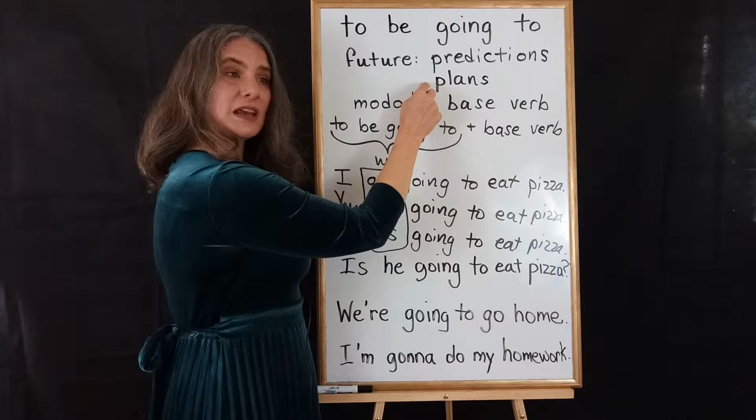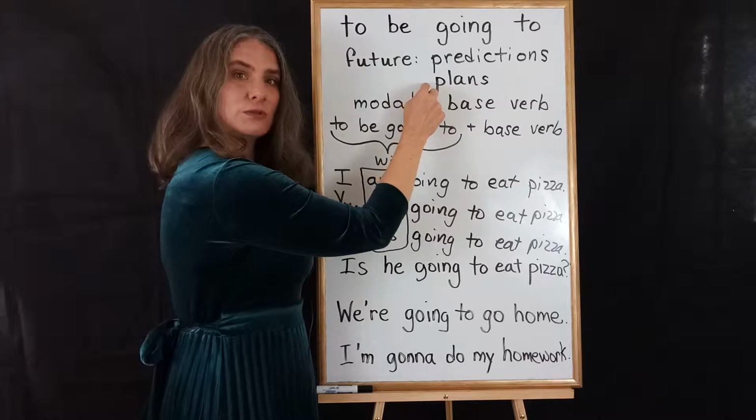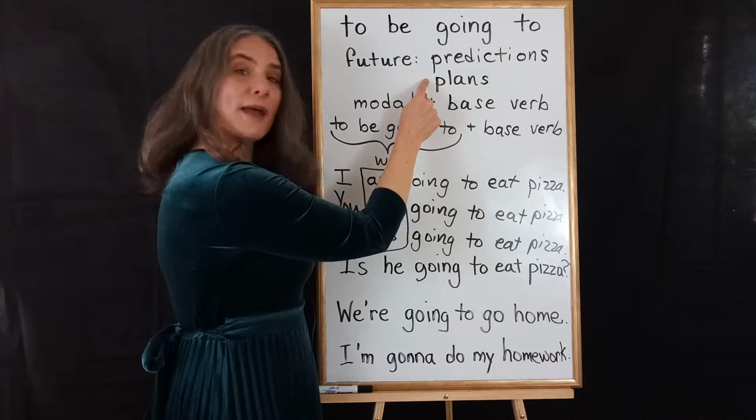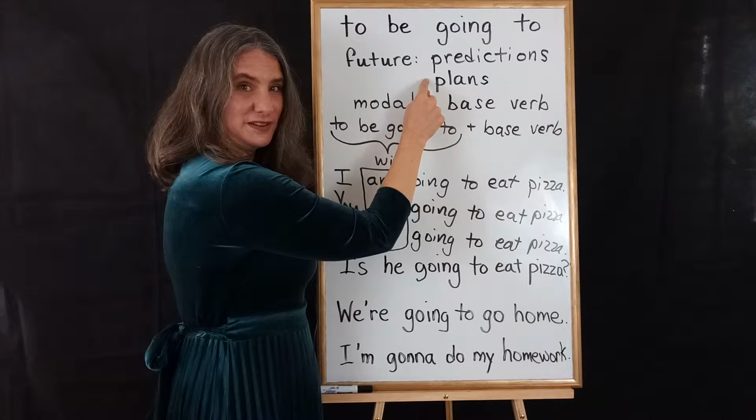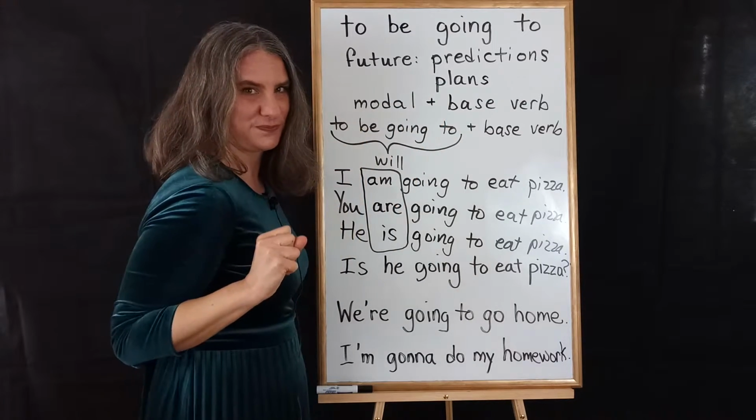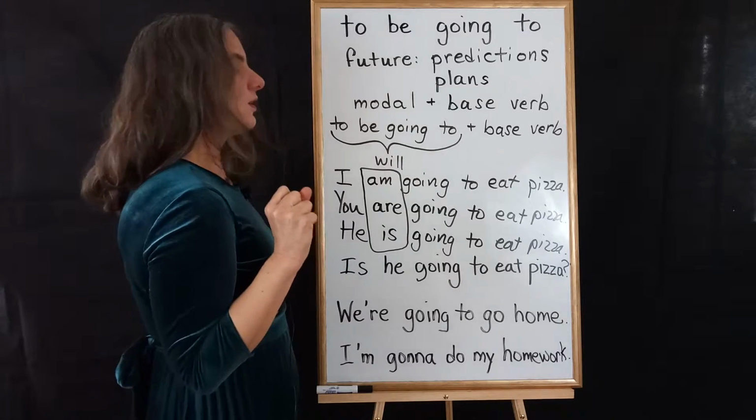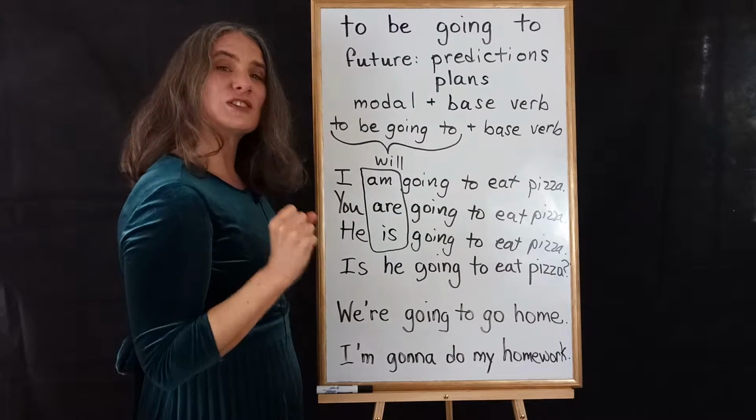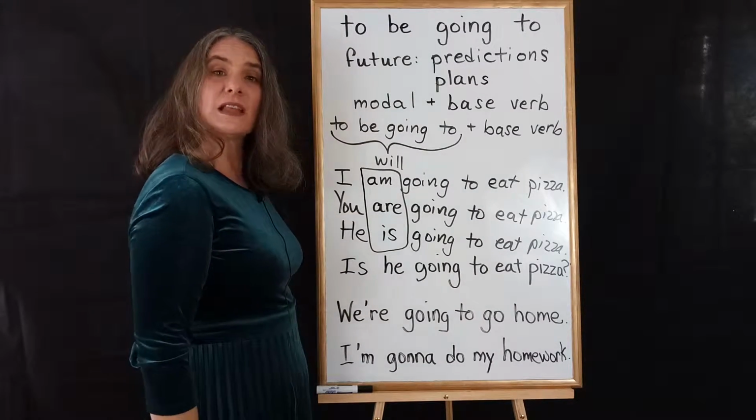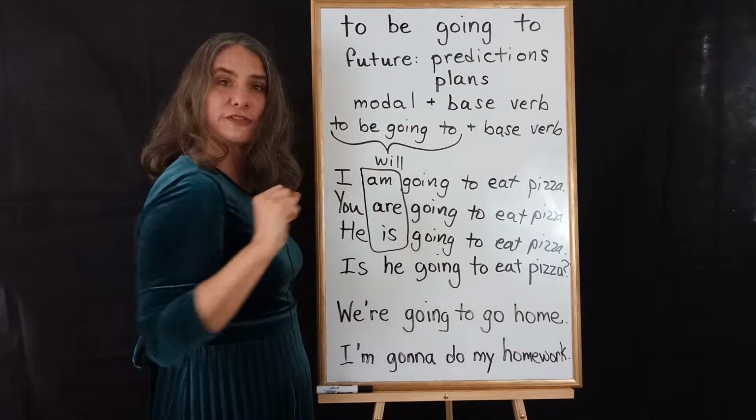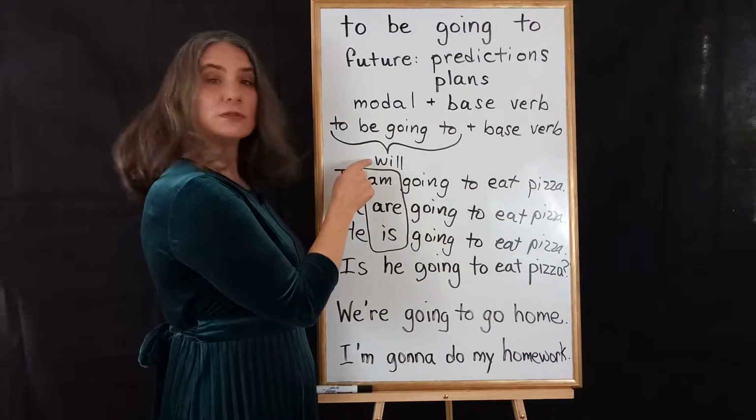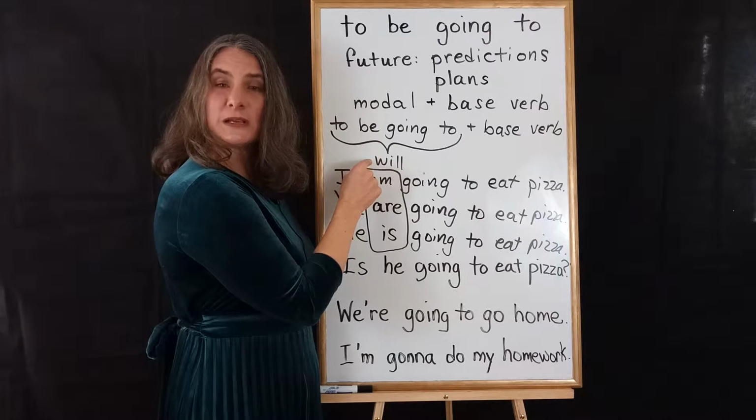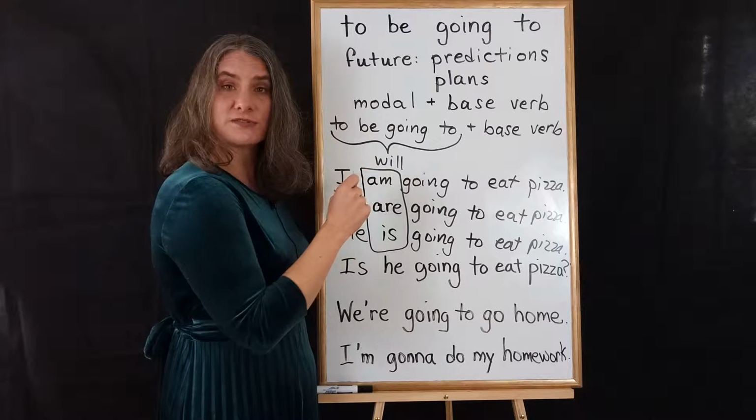Plans are things that I want to do in the future. I'm going to teach you how to make a verb using to be going to. Okay, to be going to is like a modal verb. It's especially like the modal verb will, because both are used for the future.